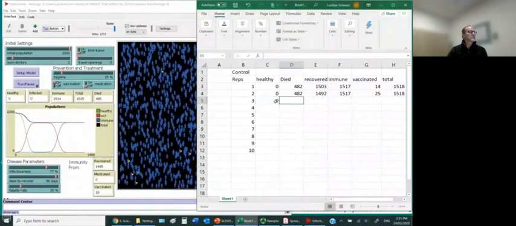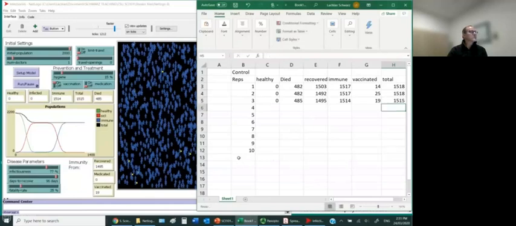0 healthy, number of dies 485. The recovered is 1495. Immune 1514. Vaccinated 19. Now I have told you in the assessment description what variables you should record. I can go back to that in a moment. Total was 1515. And then of course you'll do that for the whole table.